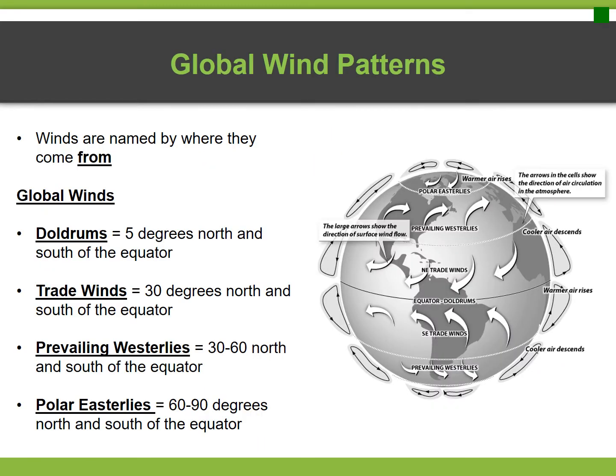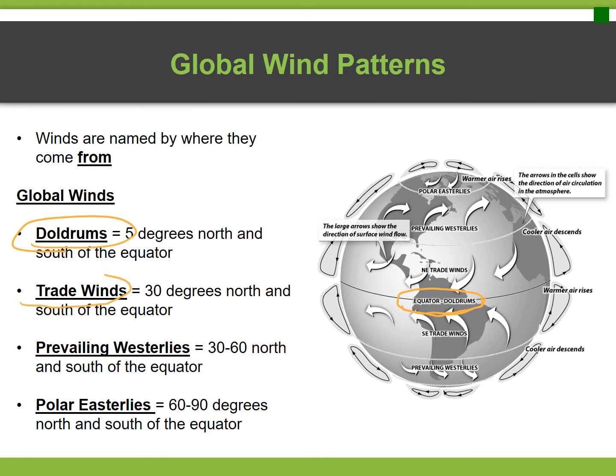Now you are going to absolutely need to know these global wind patterns, and these should be review for you. But what you need to know is that wind is always named by where it comes from. So if it's a western wind, that means it came from the west, so it's going from the west to the east. You do need to know the names of these different winds. We've got the doldrums. The doldrums are the global winds that are found on the equator.